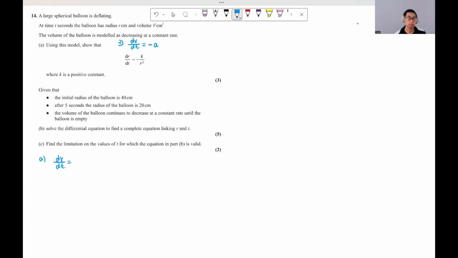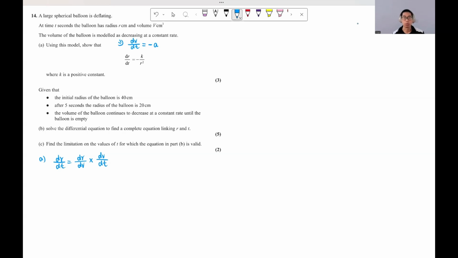So we don't have enough information straight away to find it. So it has to be something to do with the chain rule. If it's the chain rule, it has to start from dr over something, times something over dt. The only thing that can link them is V, because we already have dV/dt. So it has to be dr/dV times dV/dt. We already know what dV/dt is, so the only thing we need to find is dr/dV.